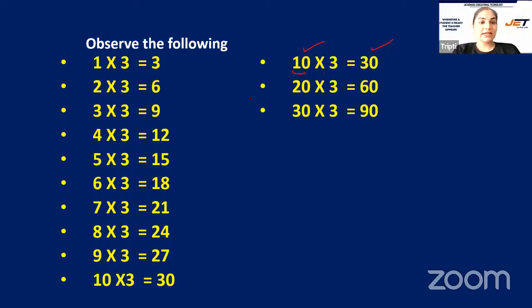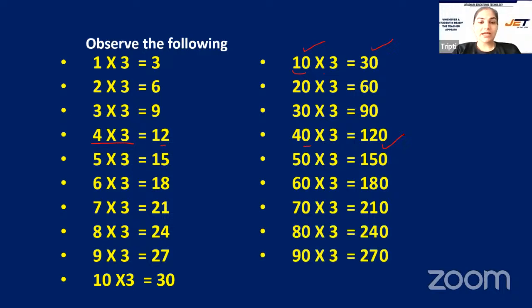30 times 3, 90. See, I did 4 times 3 here, that is 12. But here, it's 40 instead of 4. So, 12 will become 120. Okay? 50 times 3, then 10 times 3 is 30. Obviously, because 1 times 3 is 3, there is one extra 0, so it is 30. 100 times 3, there is one more 0, apart from 10, there is one more 0 here, 300. Two zeros in the answer also. 300. Right?